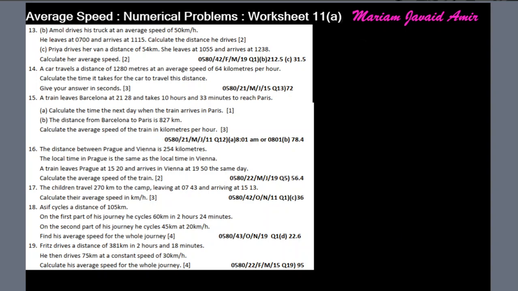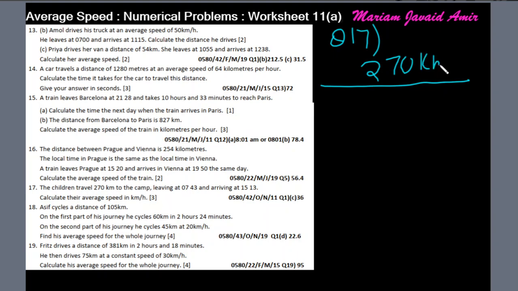Question 17. The children travel 270 km to a camp, so the distance is 270 kilometers, leaving at 0743 and arriving at 1513. Calculate the average speed. Again, we first need to find the time lapse. So from 43 minutes to 60 minutes we have 17 minutes, right? From 0743 to 0800 we have 17 minutes.